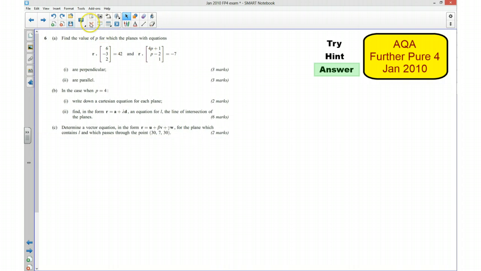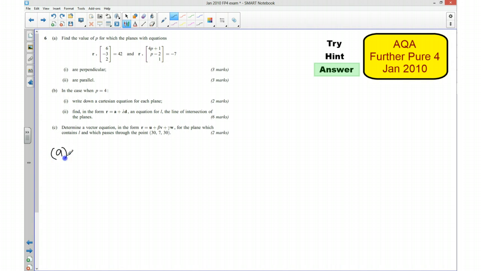for part A, I'm first of all going to find something that's perpendicular to both of these planes. So in order to find the value of P so that these two planes are perpendicular, that means that the dot product of these two is going to be equal to 0.